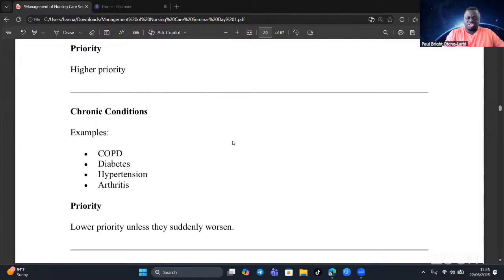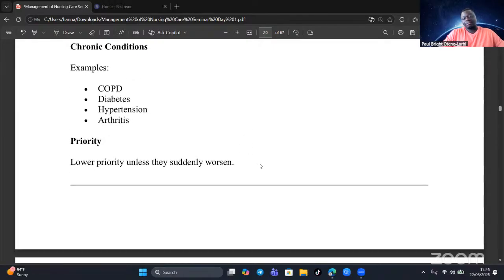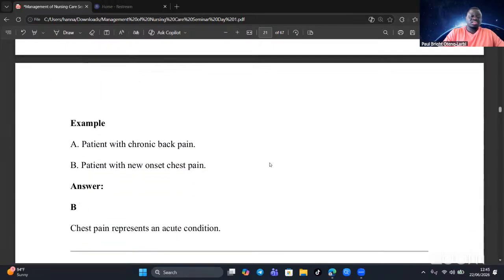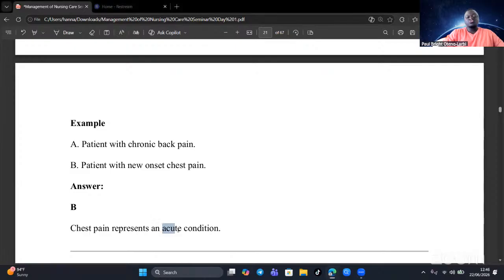Chronic conditions: diabetes, hypertension, arthritis, COPD, all these are lower priority. Don't give that much attention to them. Don't waste your resources on them. A patient with chronic back pain and a patient with new onset of chest pain, we will definitely give the answer to B, because chest pain represents an acute condition, especially with new onset as the qualifier.